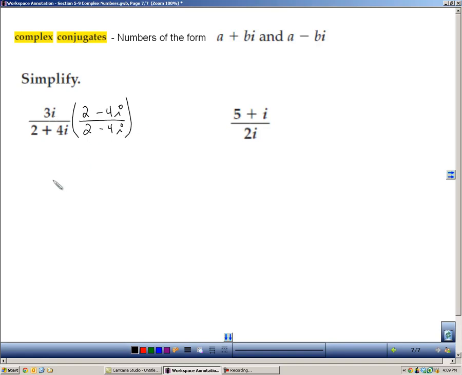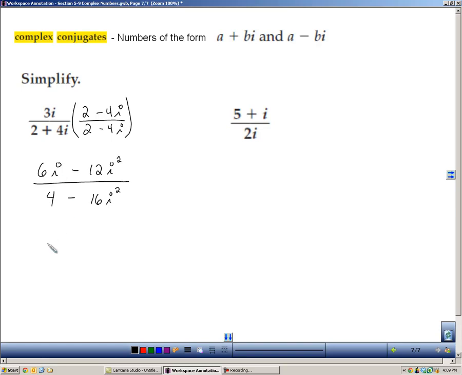We'll distribute the 3i, so 6i minus 12i squared, that's the numerator. The denominator, because it's a conjugate, we can follow the conjugate pattern, which is square the first number, so 2 squared is 4. Square the last, so that's going to be 16i squared, and then put a minus sign in the middle.